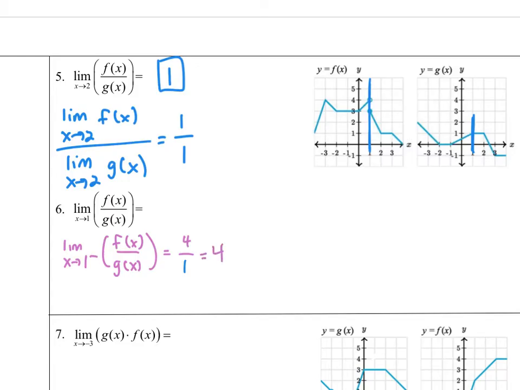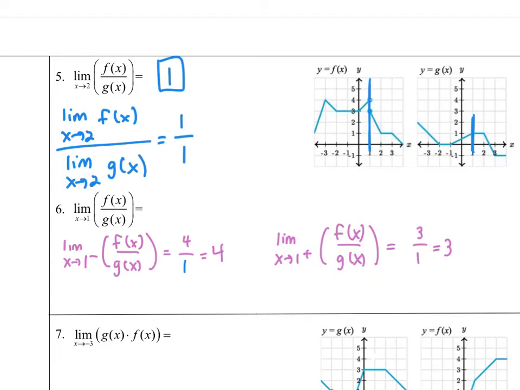So now I need to check out the right-hand limit. So now here's my right-hand limit. So as I approach from the right side on the graph of f, my y value is a 3. So this is a 3 in the numerator. And on the graph of g, as I approach the x value of 1 from the right, I get a y value of 1. So this is 3 over 1, or 3.